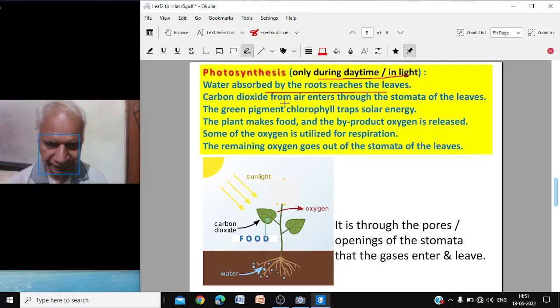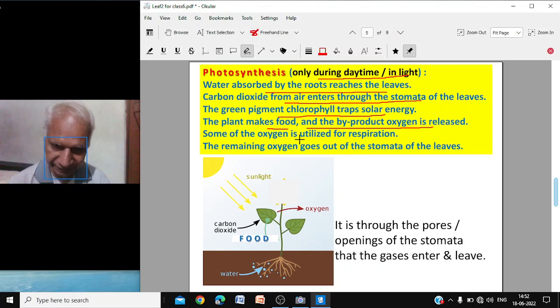Carbon dioxide from air enters through the stomata, and the green pigment chlorophyll traps solar energy, or rather we should say it converts solar energy into chemical energy. Now using this energy, using the water and using the carbon dioxide, the plant makes food, glucose and then later starch, and the byproduct oxygen is released. The byproduct is oxygen, which is given out in photosynthesis.